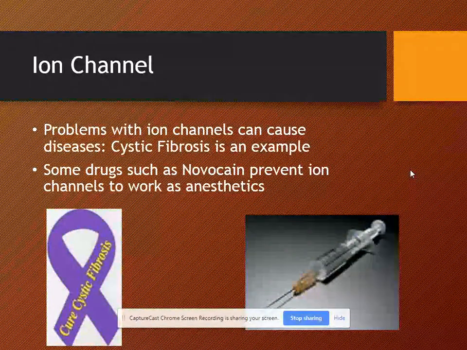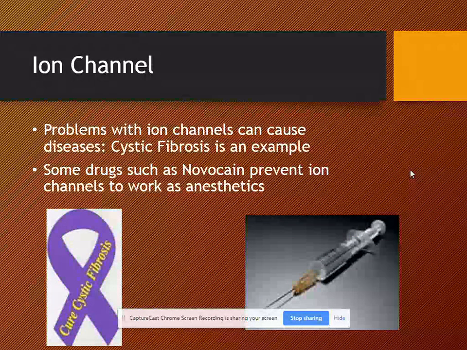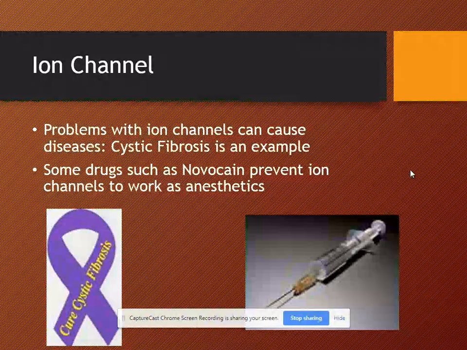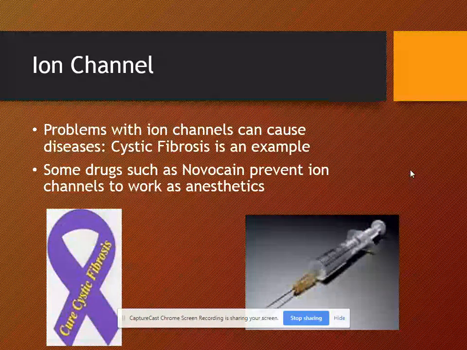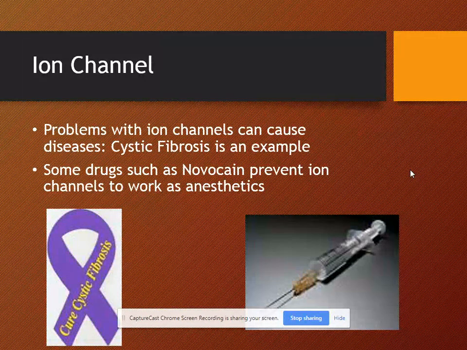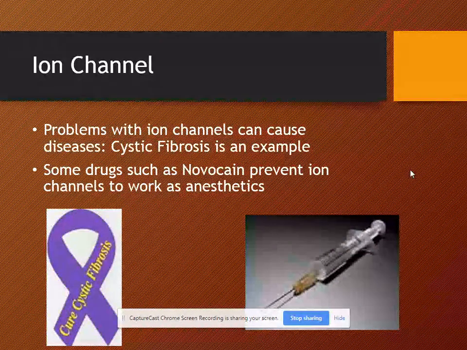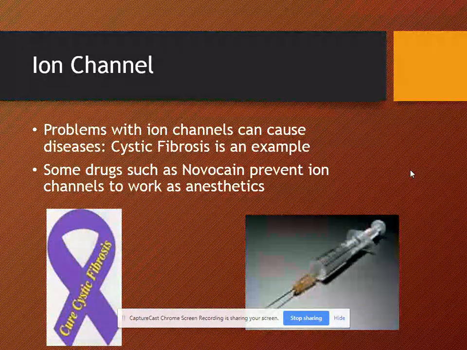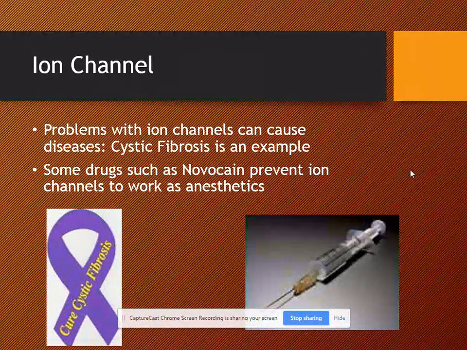Now, these ion channels can cause some problems. If there's a malfunction of your ion channel, one of the possible diseases that you could have is cystic fibrosis. Cystic fibrosis will really affect especially the lungs of an individual. And we'll talk about cystic fibrosis later on when we talk about genetics.